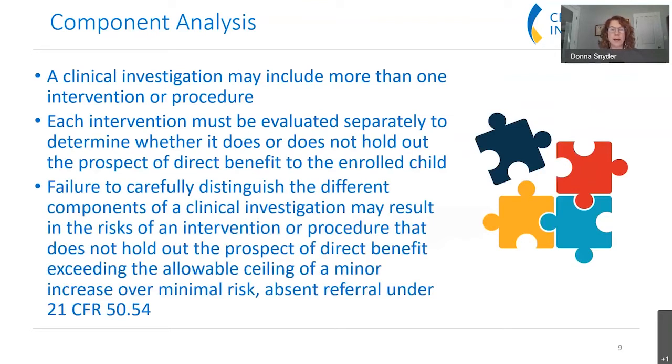And the reason for doing that is that if we don't carefully look at each one of these interventions or procedures, we may allow a component of a clinical investigation to move forward that exceeds those risk thresholds that I've already defined without a prospect of direct benefit and without referring it to a federal panel.